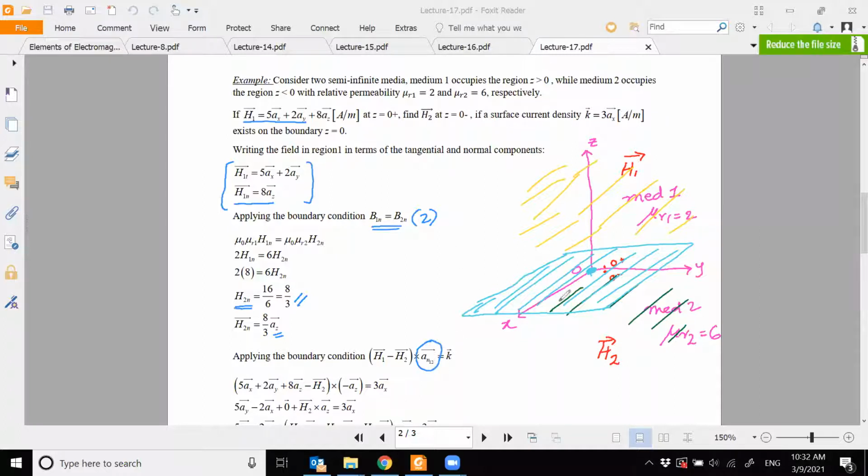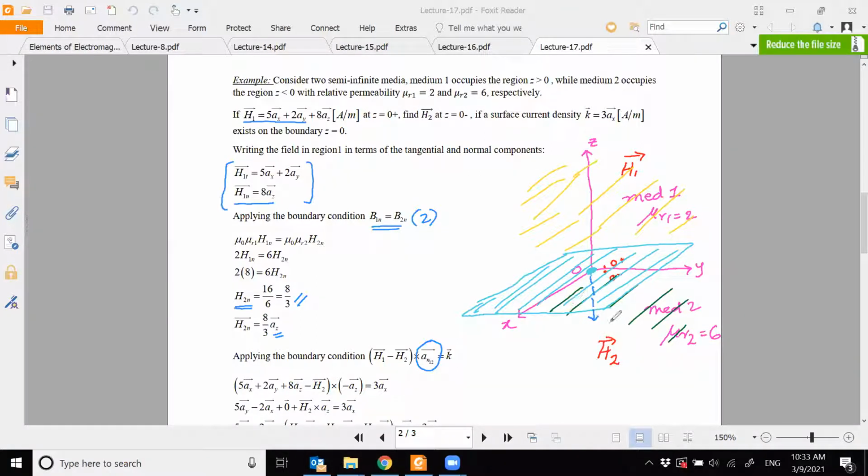So what will be the AN12 for our case? AN12 is the unit normal from the boundary. This is my boundary going from region 1 to region 2. Region 1 is the top of your blue plane, which is your yellow color, and region 2 is the bottom of your blue plane, which is the green color. So the unit normal to this plane will be going from medium 1 to medium 2, going something like this.